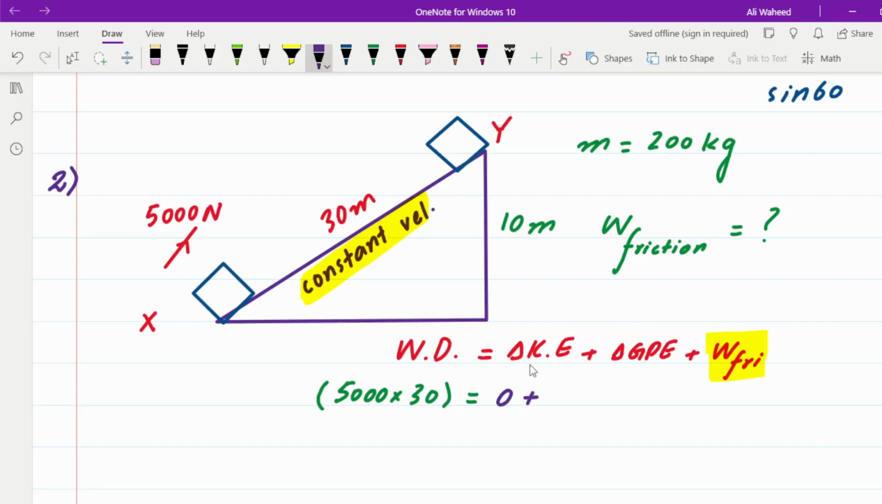Now what is the change in the gravitational potential energy? That equals mgh. So mass times g times h, plus the work done against friction. Well, we don't know, so we can find it out. As a matter of fact, this is what we need to find.